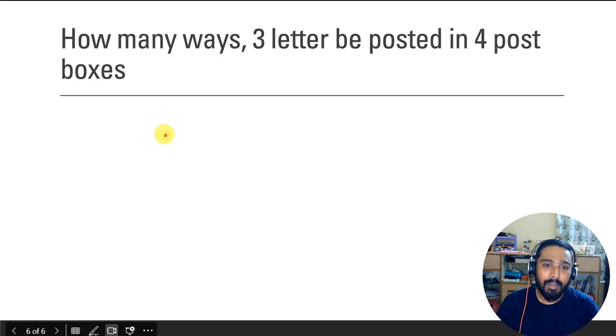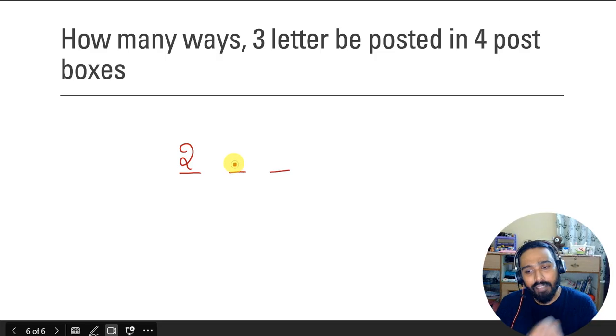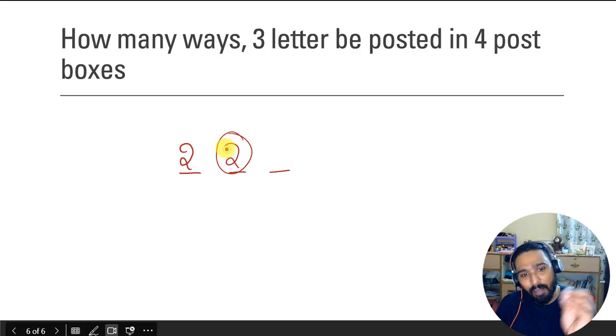For example, let's say I want to make a three-digit number, and the first digit I filled with 2. The second digit also, can I fill it with 2? Yes, I can fill it with 2 because this 2 doesn't really exist, it is virtual. I am imagining something and putting it here, so I can put it as many times as I want.